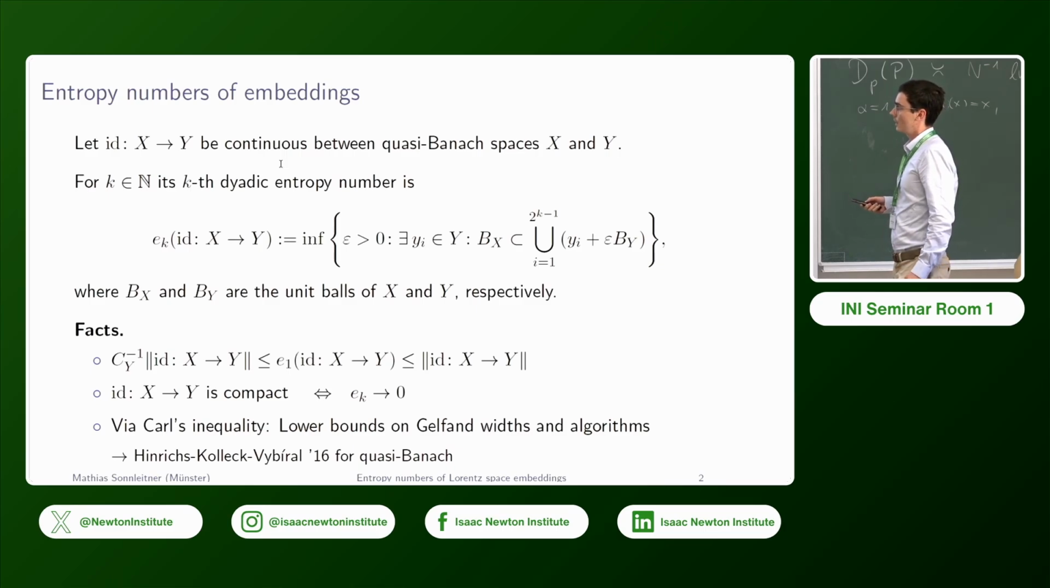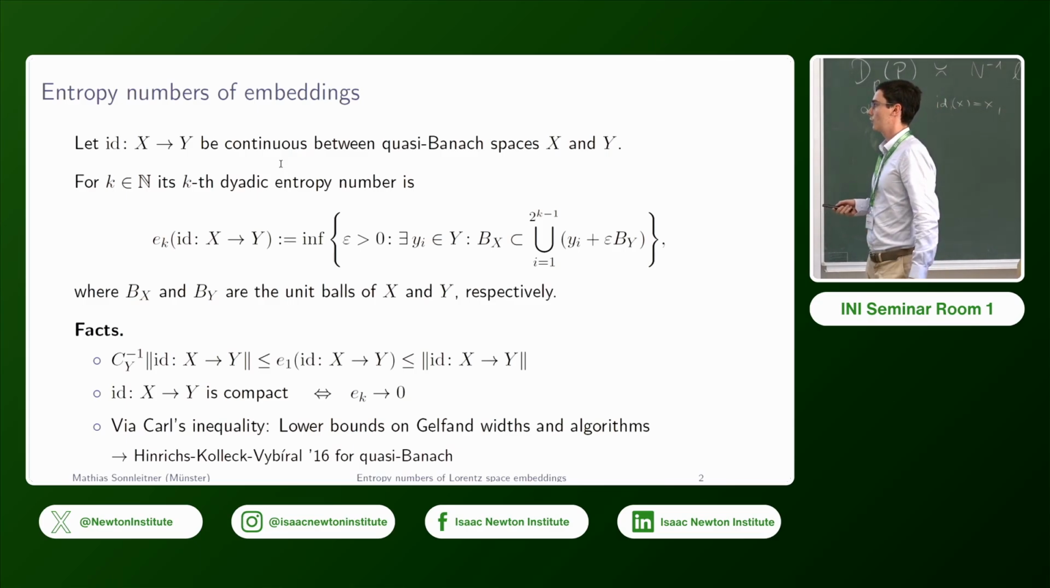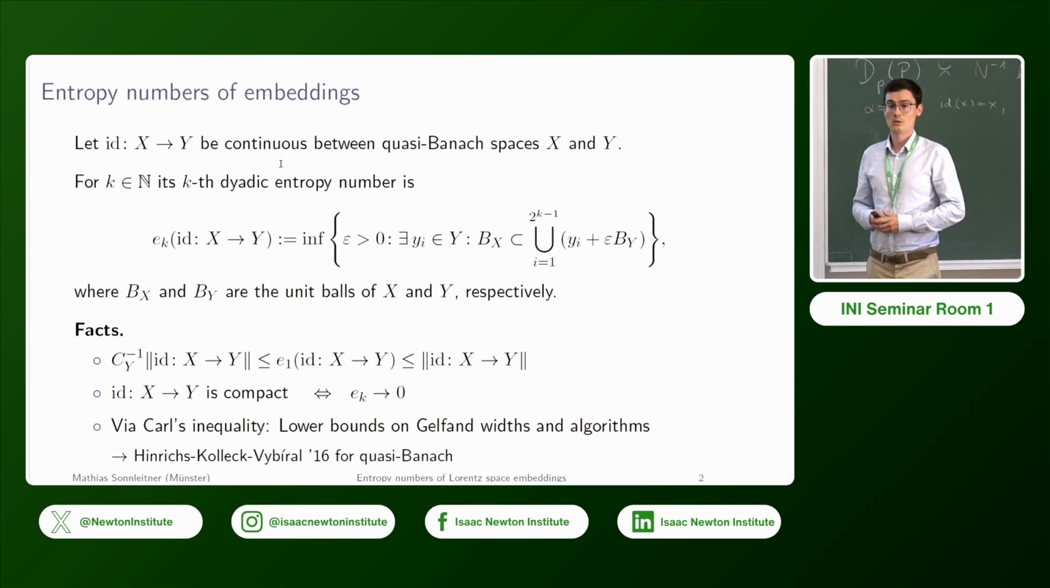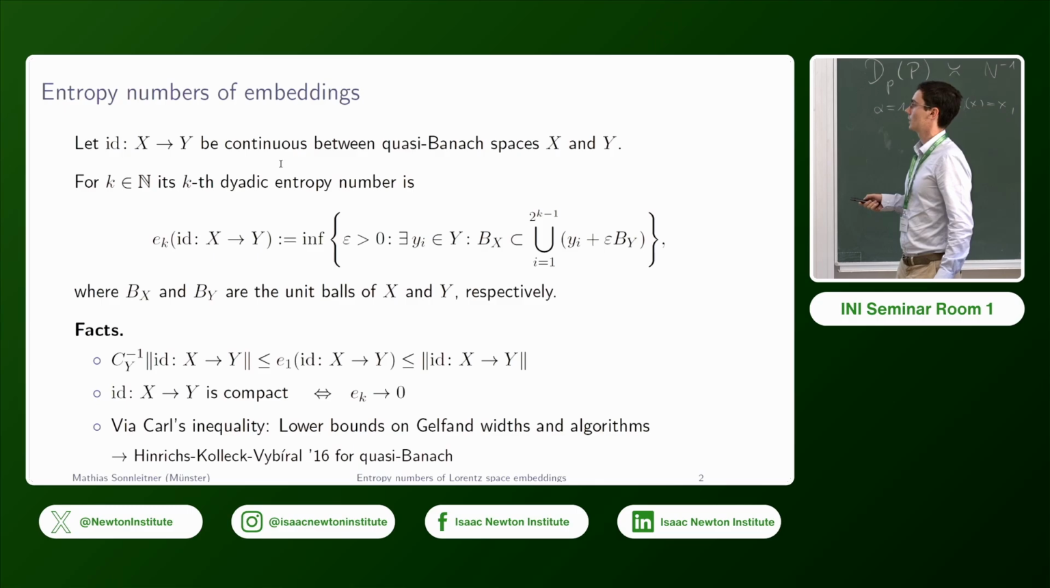And via Carl's inequality, one can obtain lower bounds on Gelfand widths and thus also on general approximation algorithms using linear information. This relation was already used by Donoho in his paper on compressed sensing in 2006, where he also applied Carl's inequality and lower bounds on entropy numbers. Unfortunately, Carl's inequality was not known to be true in the quasi-Banach space setting and was only proven later by Hinrichs and colleagues, Weibel, in 2016.